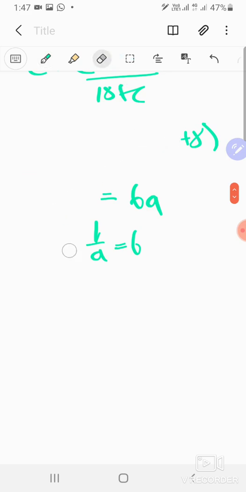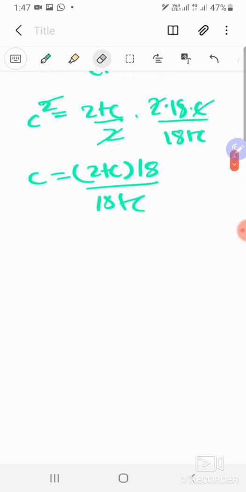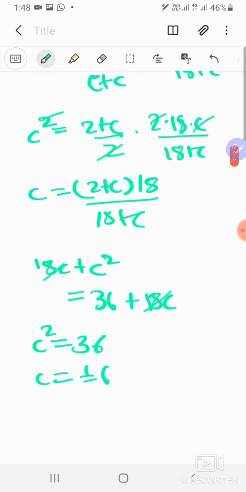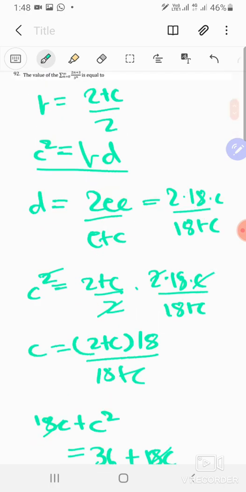Okay, so let's simplify that. You will have 18C plus C squared equal to 36 plus 18C. So this cancels, and C squared equals 36. So C equals plus or minus 6. In that case, the sum of the possible values of C will be 0. And notice that plus 6 and minus 6 both satisfy all the conditions and are completely applicable. So yes, the sum will be 0.